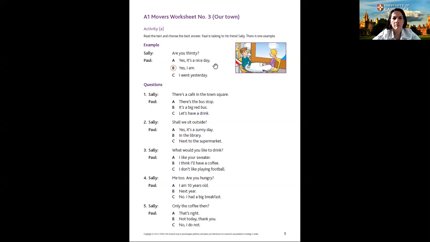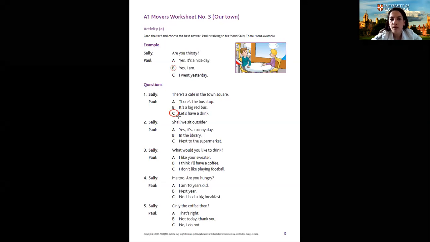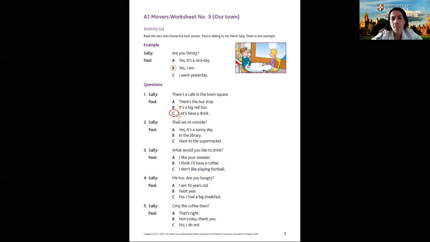In this case, you have to read the text, choose the best answer. Well, you have to read all of these questions. They are drinking coffee, as I told you. Okay, so for example, it says, are you thirsty? Yes, I am. There's a cafe in the town square. Okay. Let's have a drink is the correct answer for there's a cafe in the town square.